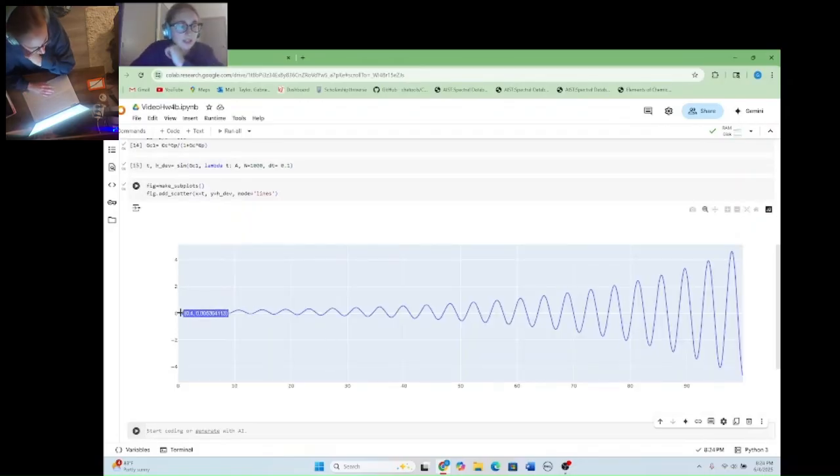So you can see that it's very low here. We're having low peaks and valleys, and it's getting increased up here. So we can see that this is unstable.